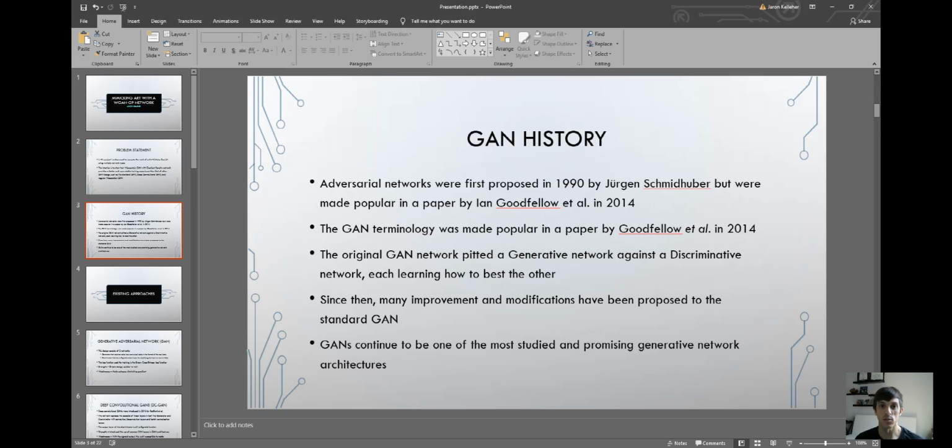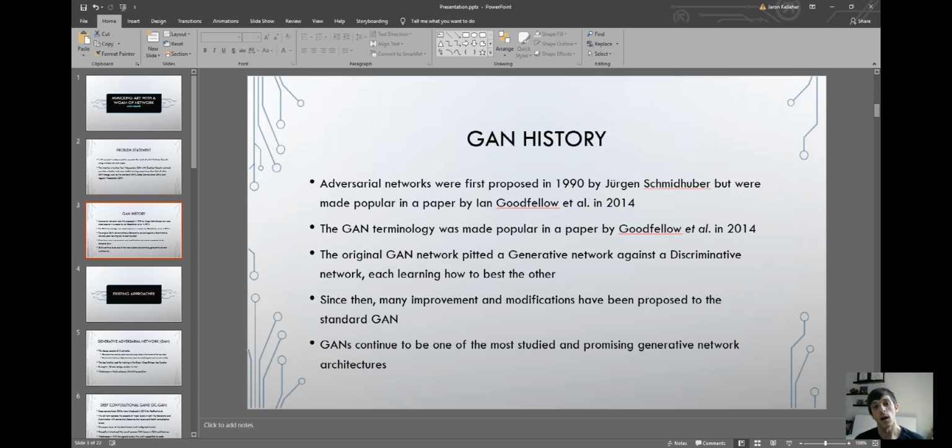A little bit of history behind GANs. They were made popular in 2014 in a paper by Ian Goodfellow, and that's really where the GAN terminology started. These networks pitted a generator network against a discriminator network in kind of a game of cop and robber, where the generator is more like a counterfeiter trying to make fake checks, and the discriminator is more like a cop trying to determine if the check is real or fake by comparing those fake checks to real checks.